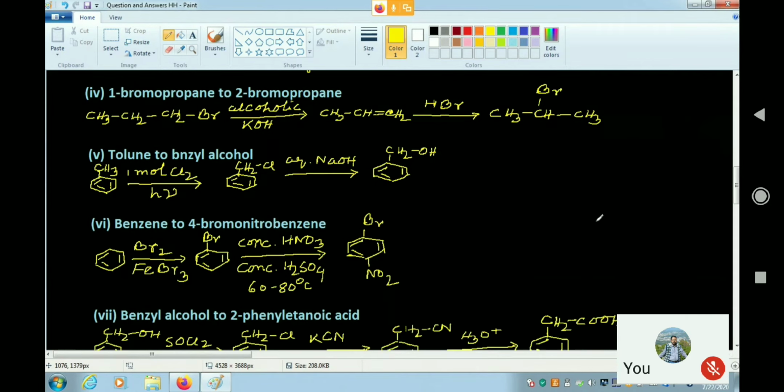Then number 5 is toluene to benzyl alcohol. Now toluene, when treated with, halogenation is performed.